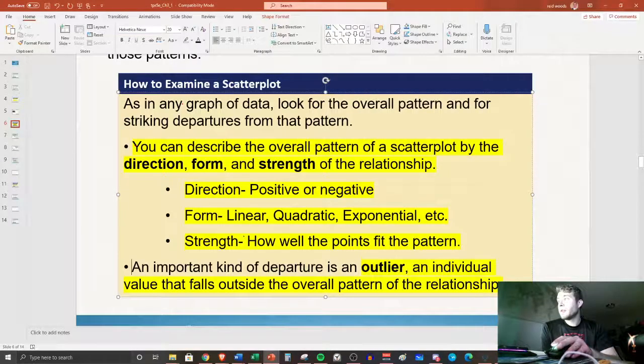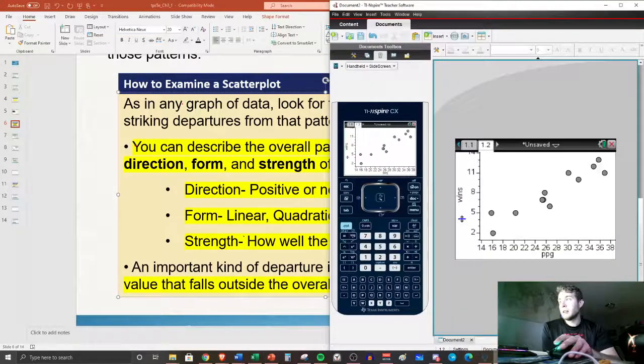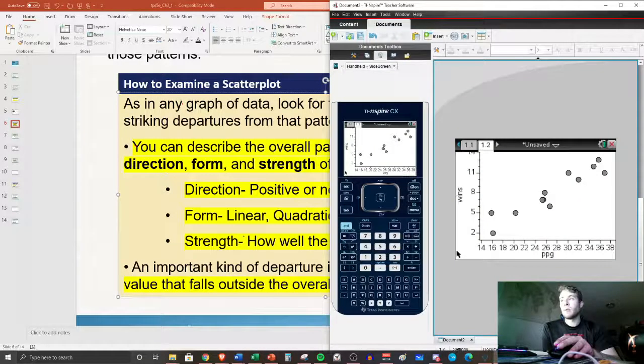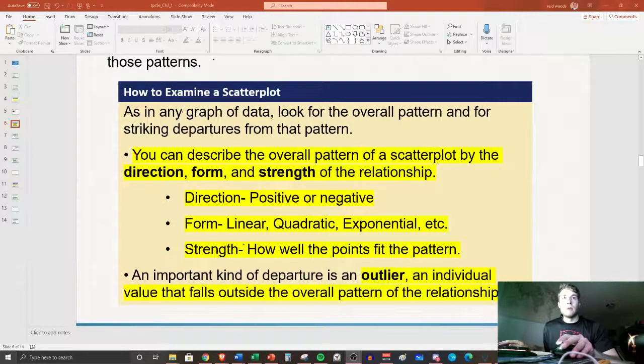All right, what's the form of it? Linear, quadratic, exponential, etc. It looks linear mostly, right? And a lot of what we're going to be doing in this chapter is linear. Okay, strength, how well the points fit the pattern. So we could say very strong, strong, weak, very weak, no relationship or no strength at all. Those are the different ways that we can describe that. And we'll look at a chart to describe that as well. So that's in general how we're going to interpret a scatter plot. It's not too bad. It's not too difficult. Let's go to the next slide here.